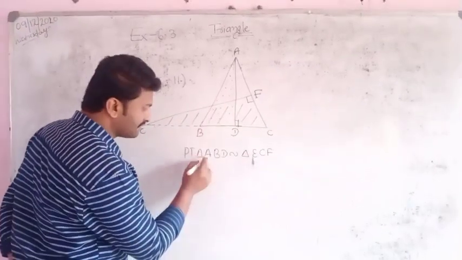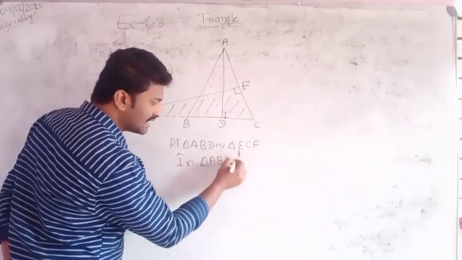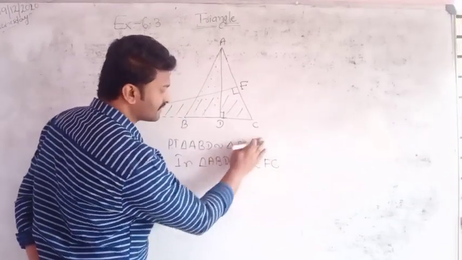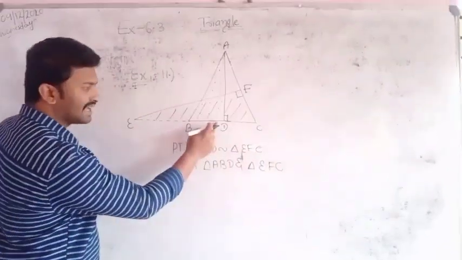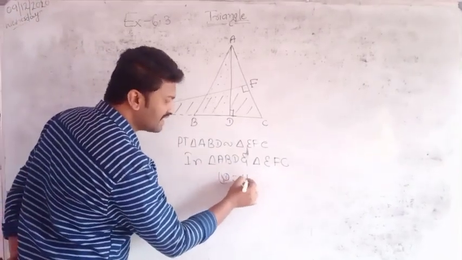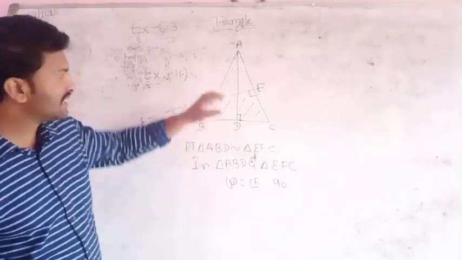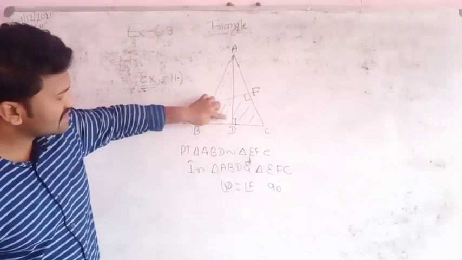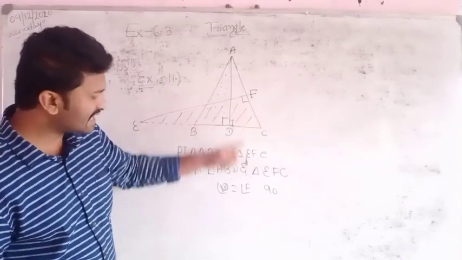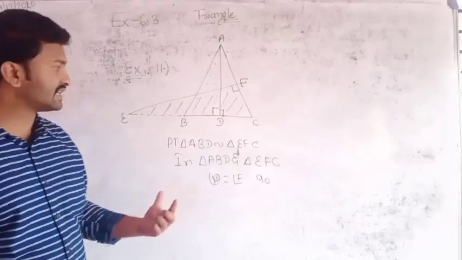In triangle ABD and triangle EFC, angle D equals angle F. Why? 90 degrees. Both are 90 degrees in both the triangles. In triangle ABD, this D is 90 degrees. In triangle EFC, this angle F is 90 degrees. Okay, first statement, first reason. And next one more we will take.